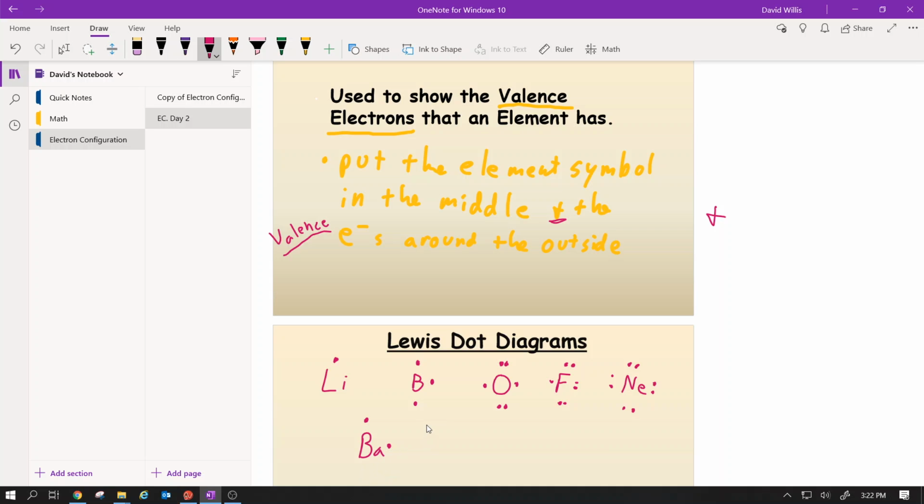Questions about the Lewis dot diagrams? It's just a pictorial way to show valence electrons, and we will come back to it when we talk more about bonding. All right. We're going to stop there for today and do a little practice.